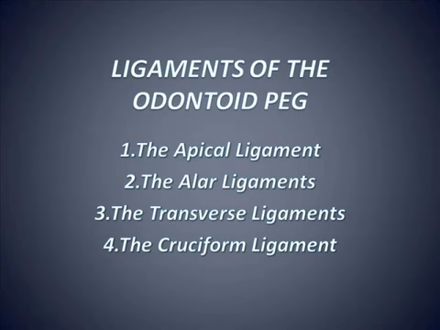Today we will be looking at the ligaments of the odontoid peg. The four ligaments we'll be looking at are the apical ligament, the alar ligaments, the transverse ligament and the cruciform ligament.